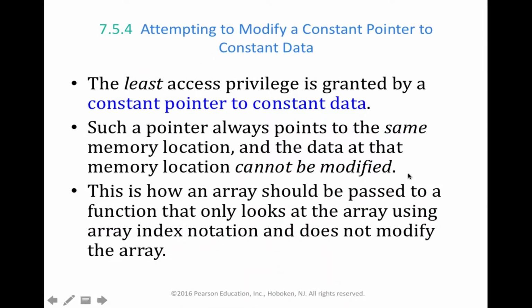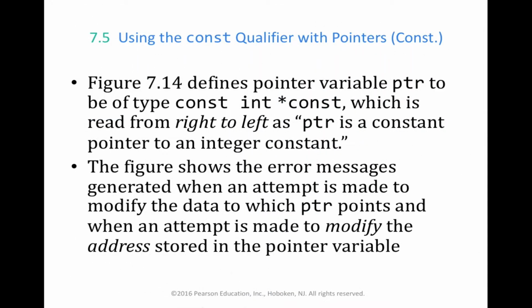Least privilege access: the least access privilege is granted by setting the pointer to be constant and pointing it at constant data. In this case, the pointer can't change and the value of that memory location cannot be changed. This is how the array should be passed to a function that only looks at the array using index notation and does not change the array. We are going to take a look at a program here that does that.